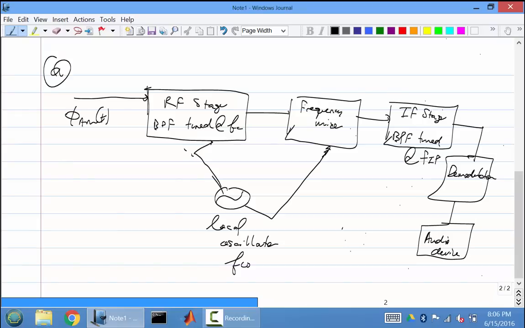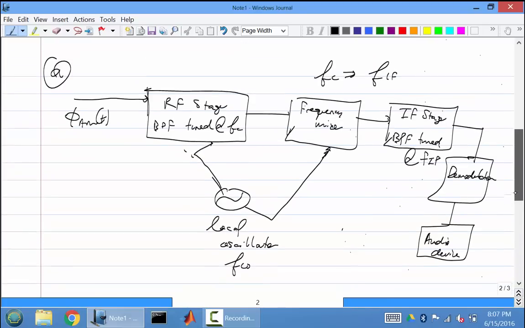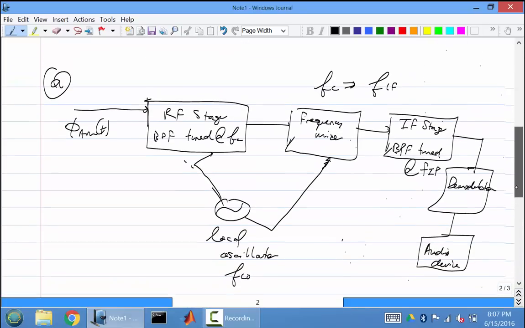So that's generally what it looks like. You've got some amplitude modulation signal coming in. You have an RF stage that filters out the image frequency. We'll talk about that later. You have some frequency mixer, so this actually brings this down. So the FC gets converted into F IF, right? And then you bandpass filter everything out. You demodulate the signal, and then you have an audio device. So that's your standard, typical superheterodyne receiver block diagram.